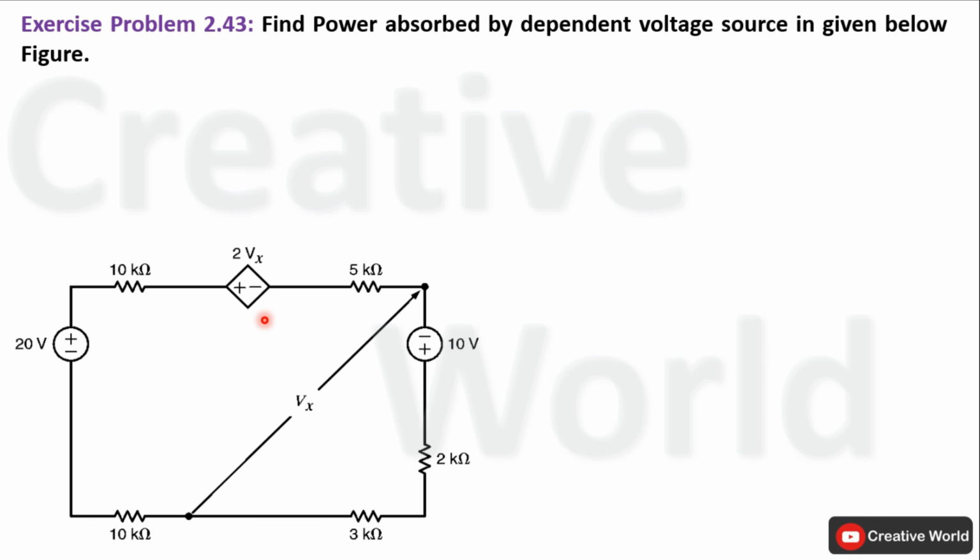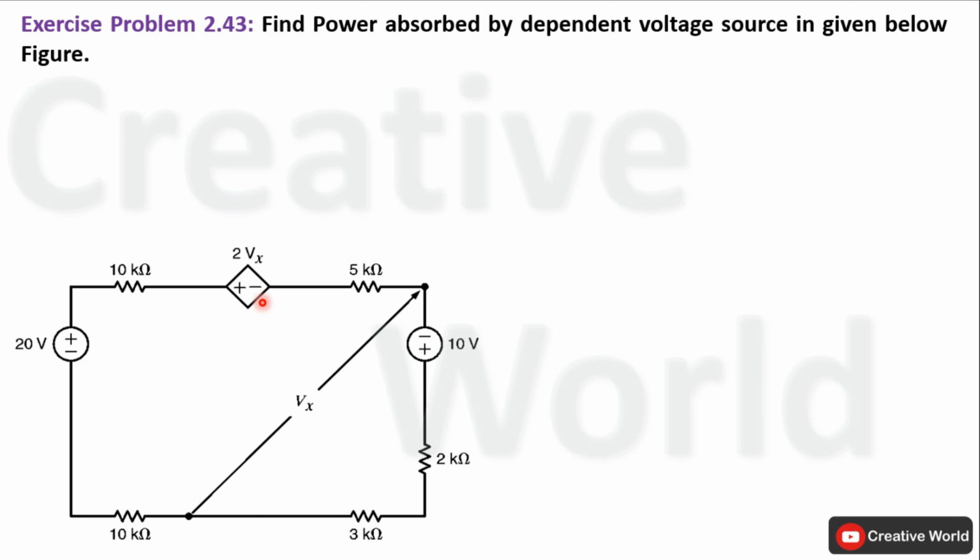In order to calculate the power of this dependent voltage source, we should have at least two parameters. One is the voltage across this dependent voltage source and the other is the current through it. Right now we don't have both values. The voltage across this dependent voltage source depends upon the value of Vx, and Vx is the voltage between these 2 points inside the circuit. So first we have to calculate the value of the voltage between these 2 points, labeled as Vx, in order to calculate the voltage across this dependent voltage source.